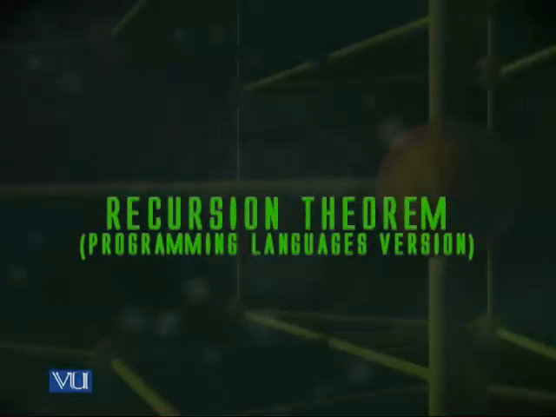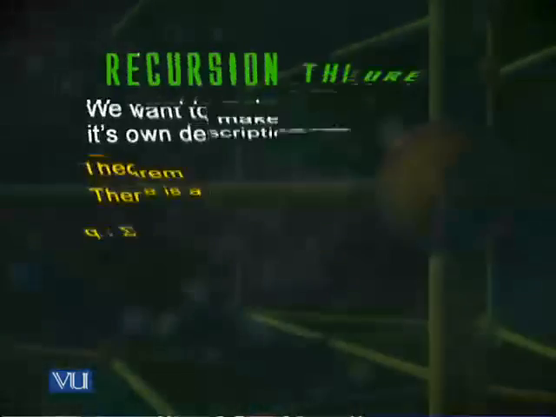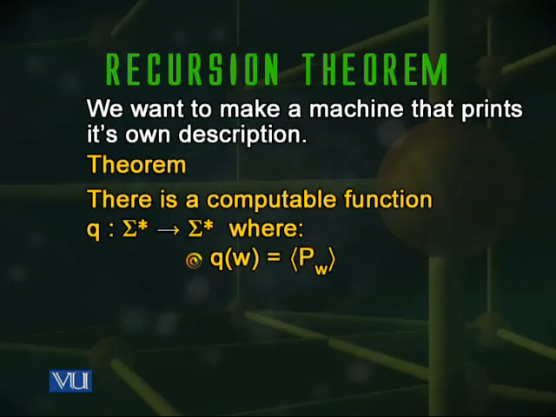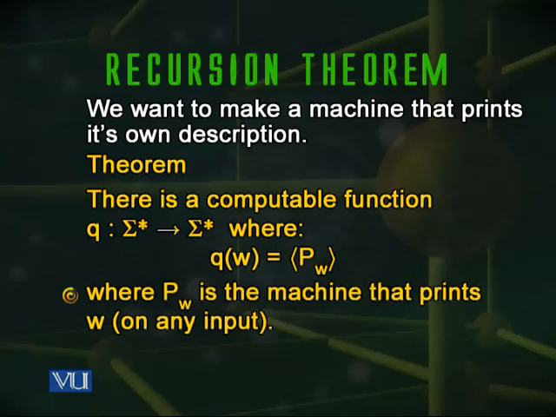So the Turing machine A is going to be very easy to make. Let's first look at the following theorem. This theorem says that there is a computable function Q from sigma star to sigma star that does the following. Suppose we give W to this function, then what it does is it prints a description of a Turing machine that prints W. So there exists a function Q going from sigma star to sigma star such that Q of W is equal to P sub W, the description of P sub W, where P sub W is the Turing machine that prints W. Let's try to understand this function carefully.